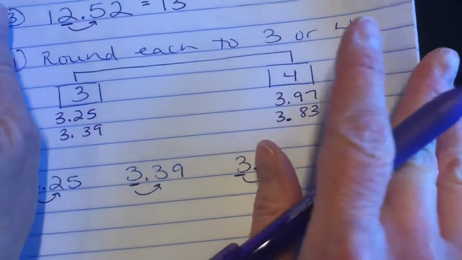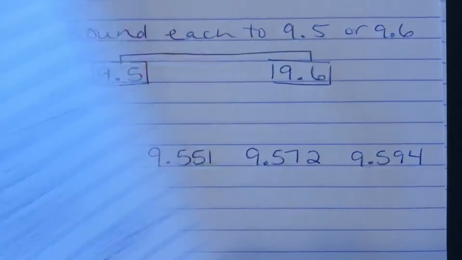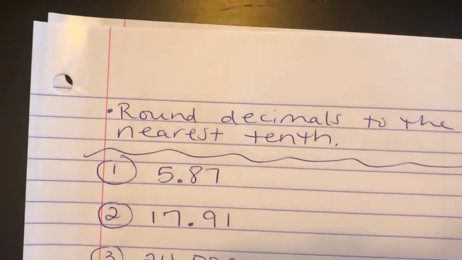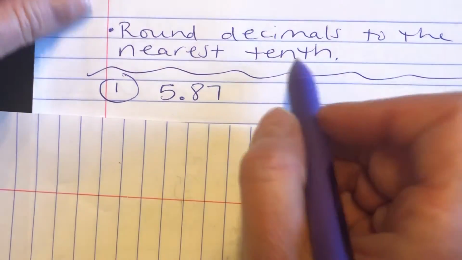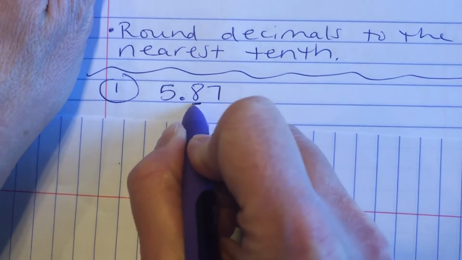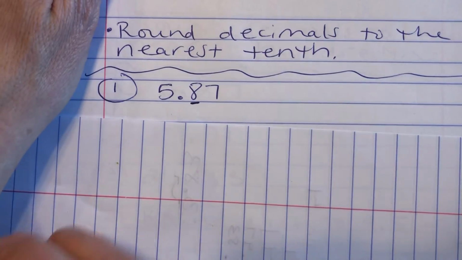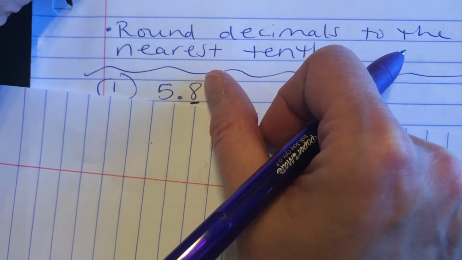Okay, you're also going to have to round to the nearest tenth. So I have some examples for that as well. So let's try just some regular old problems, rounded to the nearest tenth. That's this place right here, the first place to the right of the decimal point. So I'm asking you, is this closer to 5.8 or is it closer to 5.9?